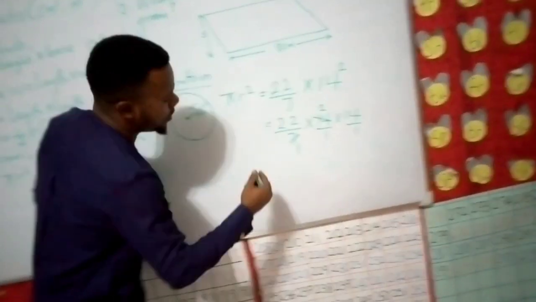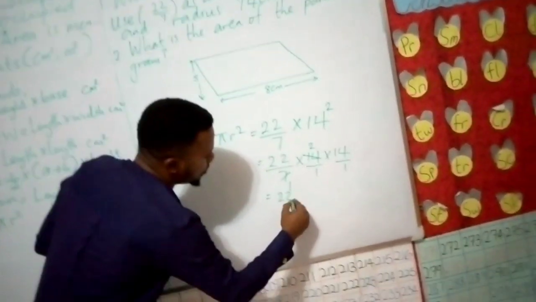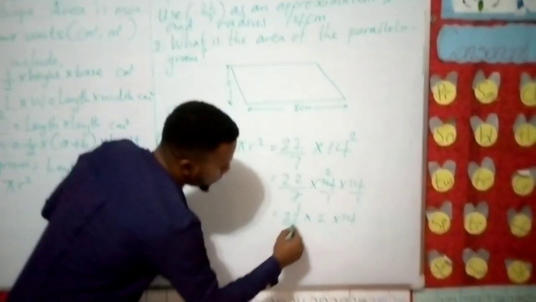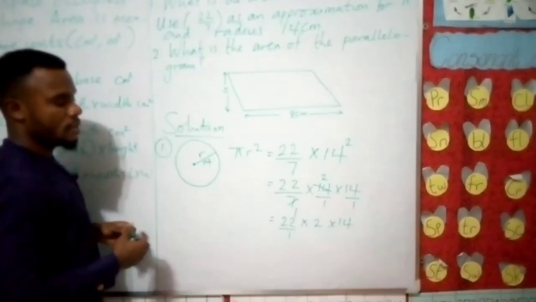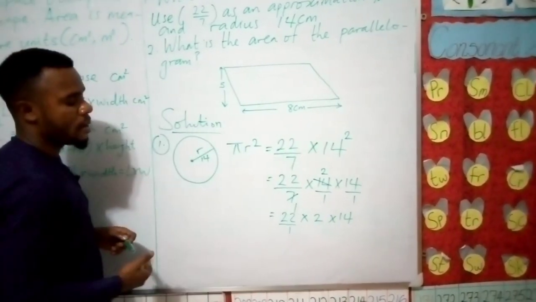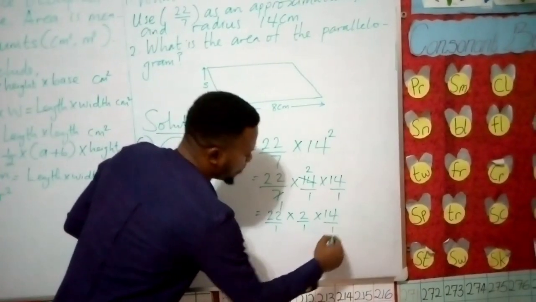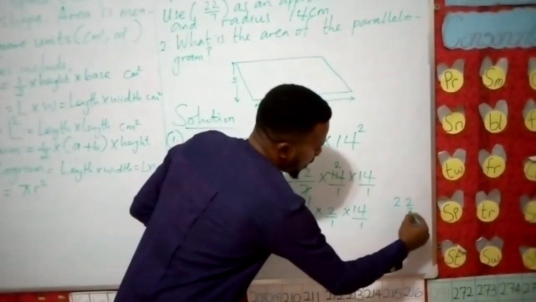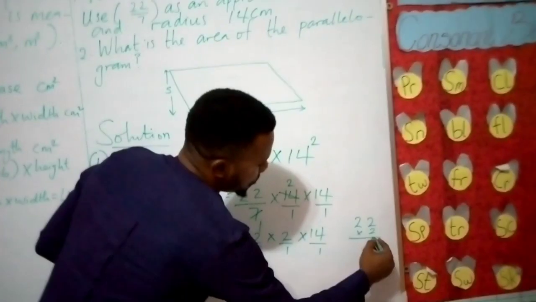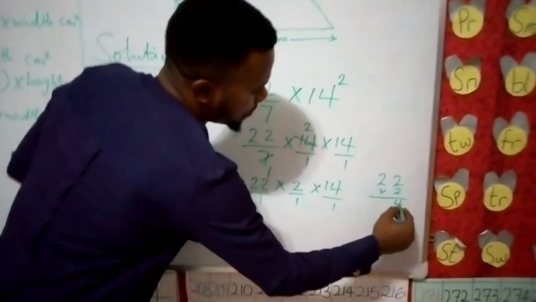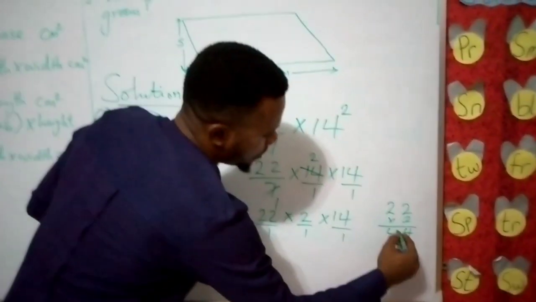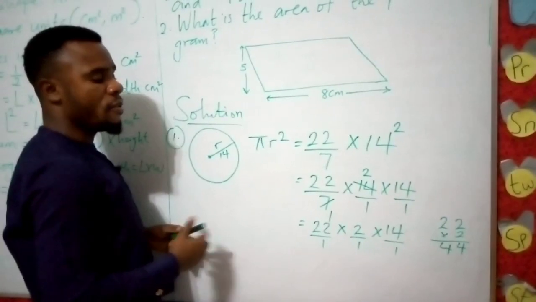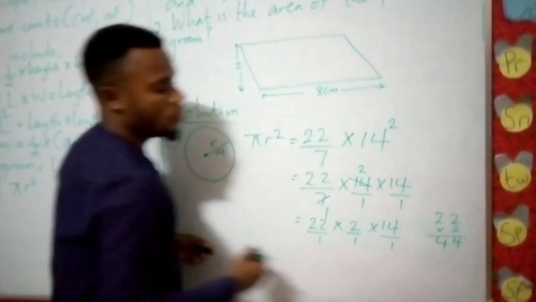Now what do we have left? We have 22 times 2 times 14 all over 1. Now, you can multiply all this. Multiplying the numerators: 22 times 2. 2 times 2 is 4, 2 times 2 is 4. Now we have 22 times 2 as 44. Now remember we have another number to multiply with, which is 14.